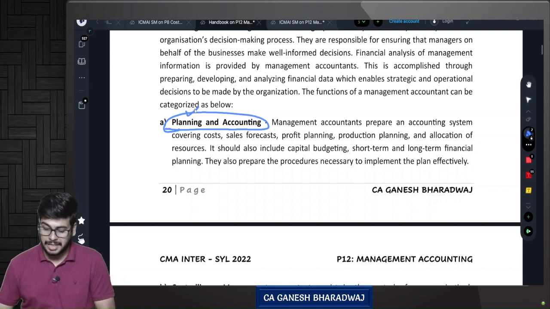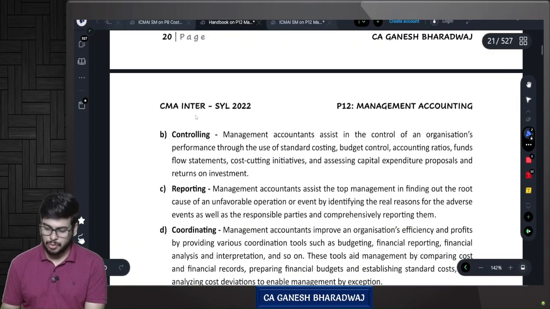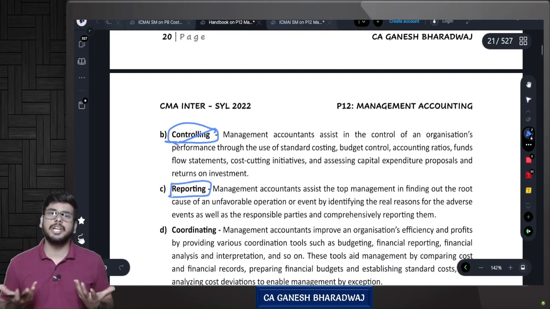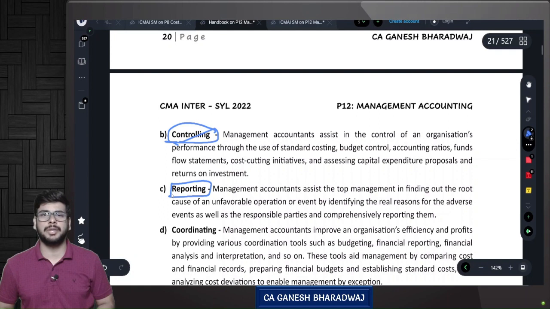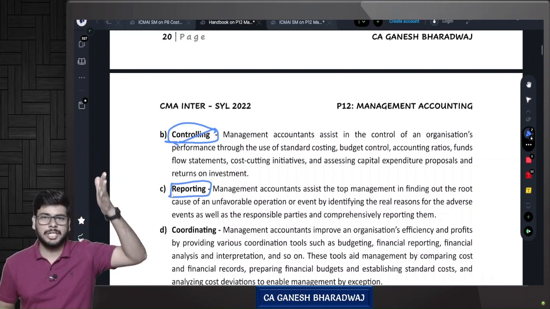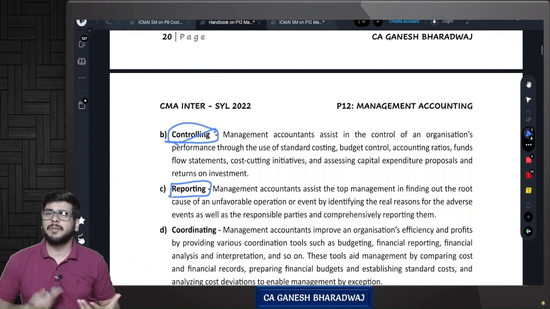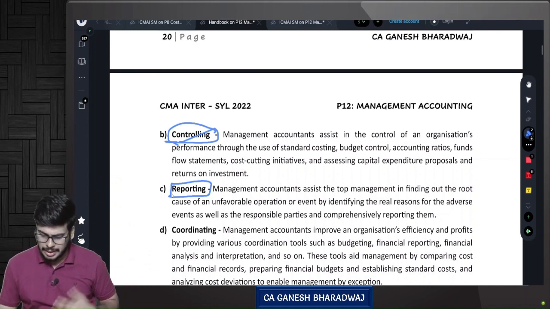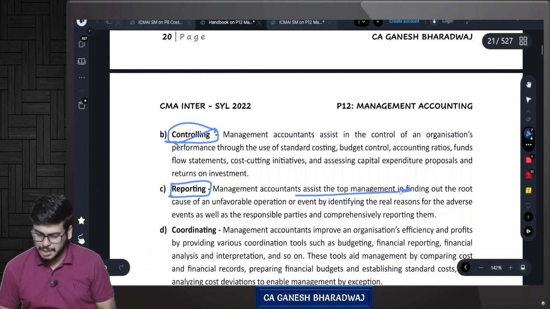All these kind of planning and accounting related work you need to do. Of course, controlling aspect should be taken care of by the management accountant. Reporting regularly, you need to report to the top boss of the company. Correct? You need to report to the managing director or the board of directors, or maybe even the top management in some cases.